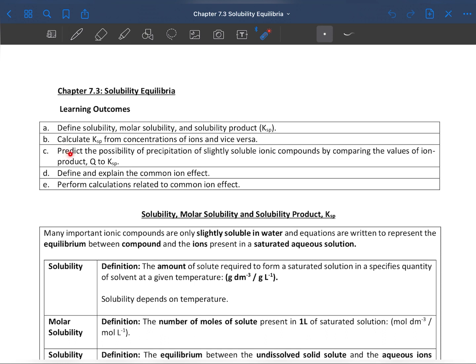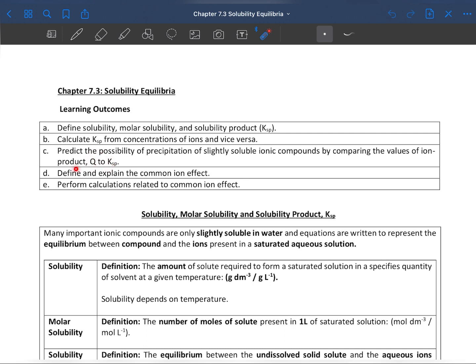And then predict the possibility of precipitation of slightly soluble ionic compound by comparing the value of ionic product QSP to KSP. So kiranya sekarang kamu kena predict possible tak ada precipitation. Precipitation tu adalah mendakan. So kalau nak predict precipitation, kena compare value QSP dengan KSP. So, sama macam before this, kita ada Q, kita ada K kan. So sama juga ini.